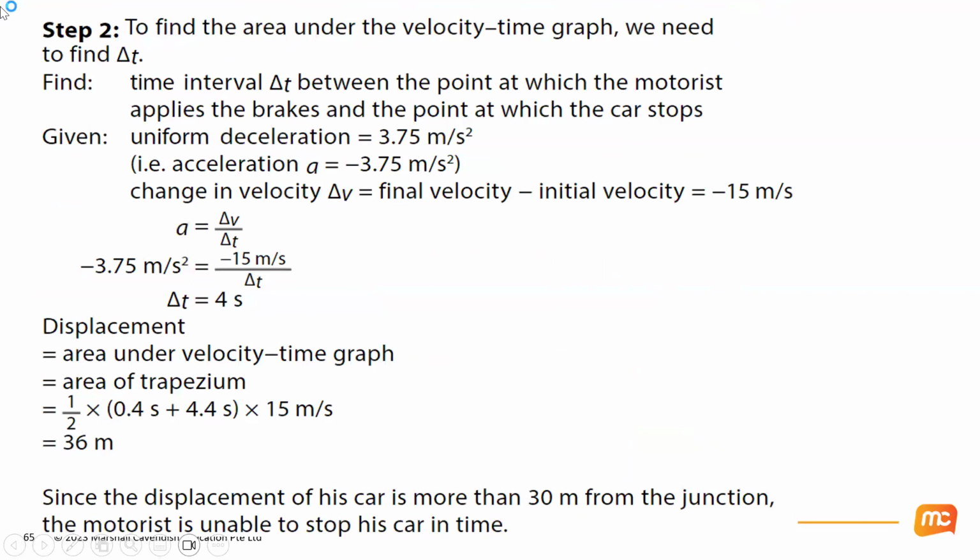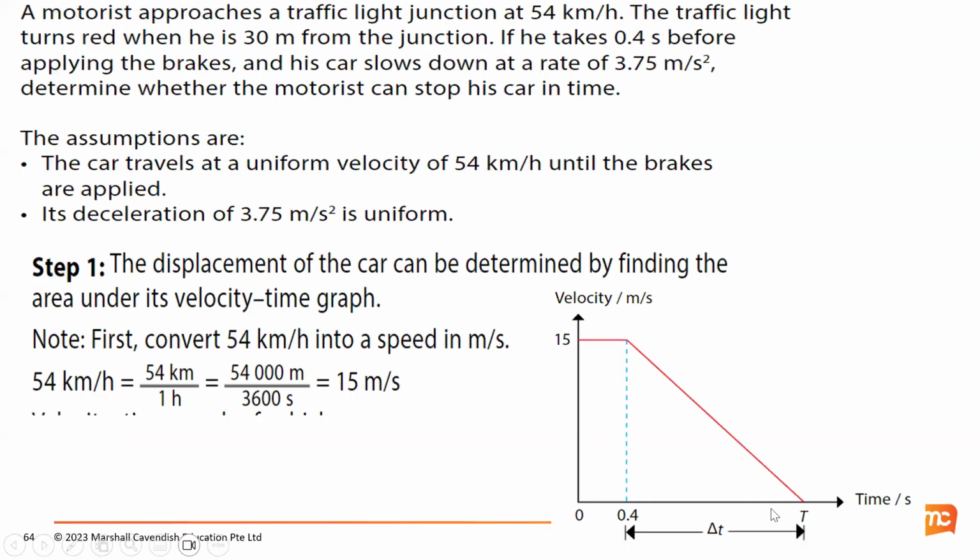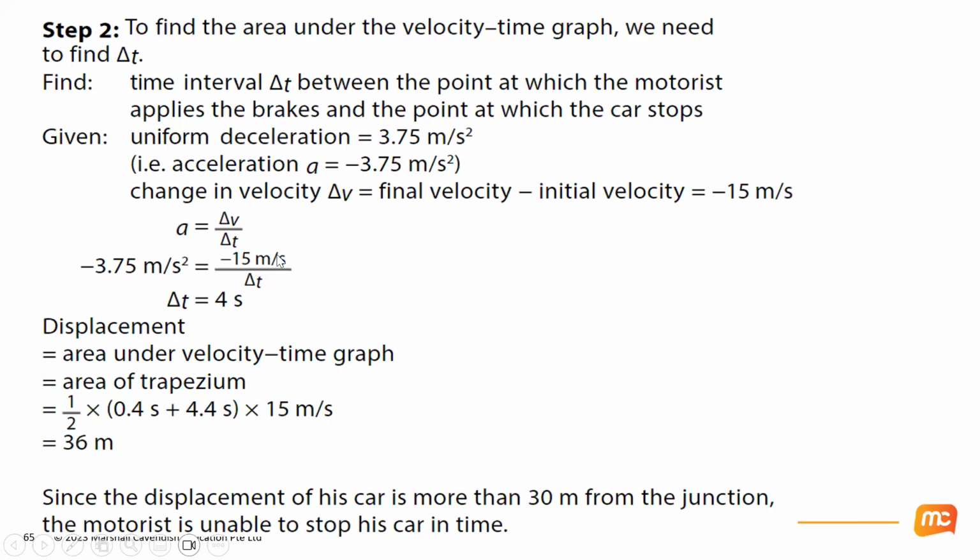Step 2, I need to find the area under the graph. But before I find the area under the graph, I need to find how long it took before he stopped. So I need to make use of 3.75, which is the acceleration or deceleration. This gradient is actually equivalent to minus 3.75. So how do I substitute in? I use the formula a equals v minus u over t. Let me just jot it down here: a equals v minus u over t. I'm slowing down, so my acceleration is negative 3.75.